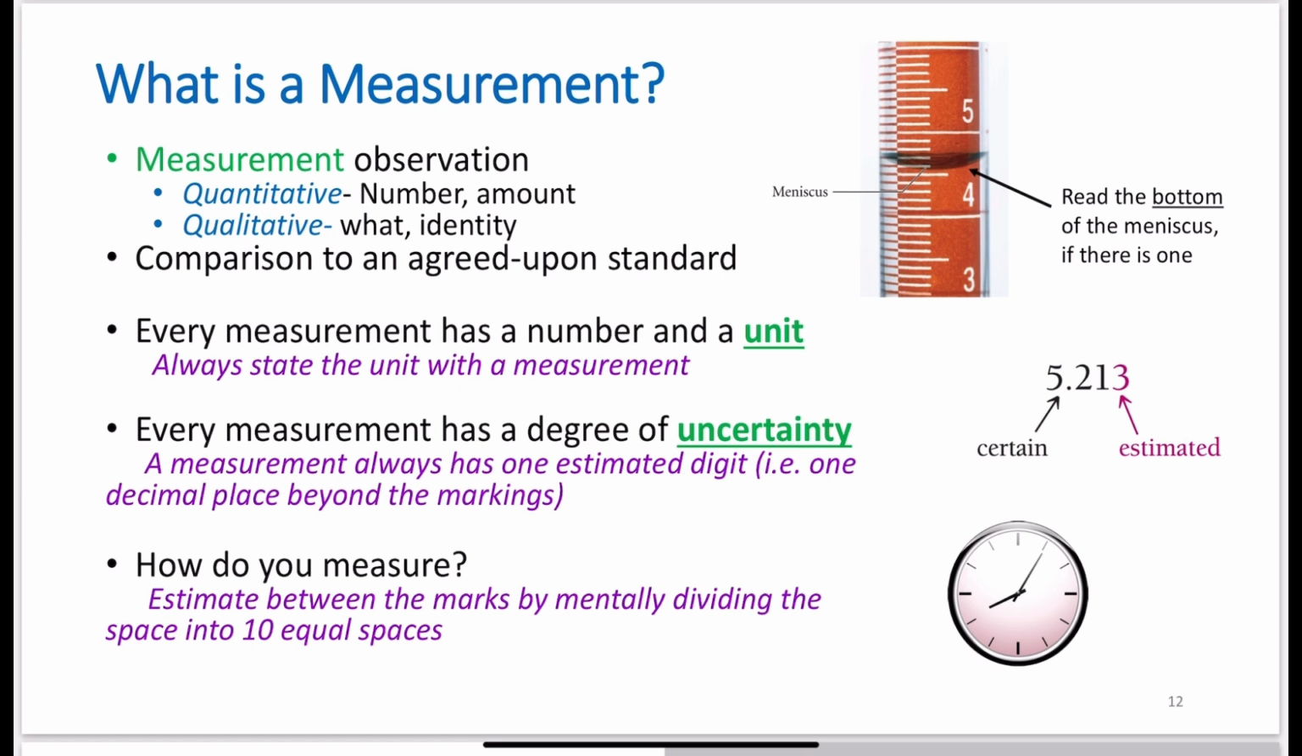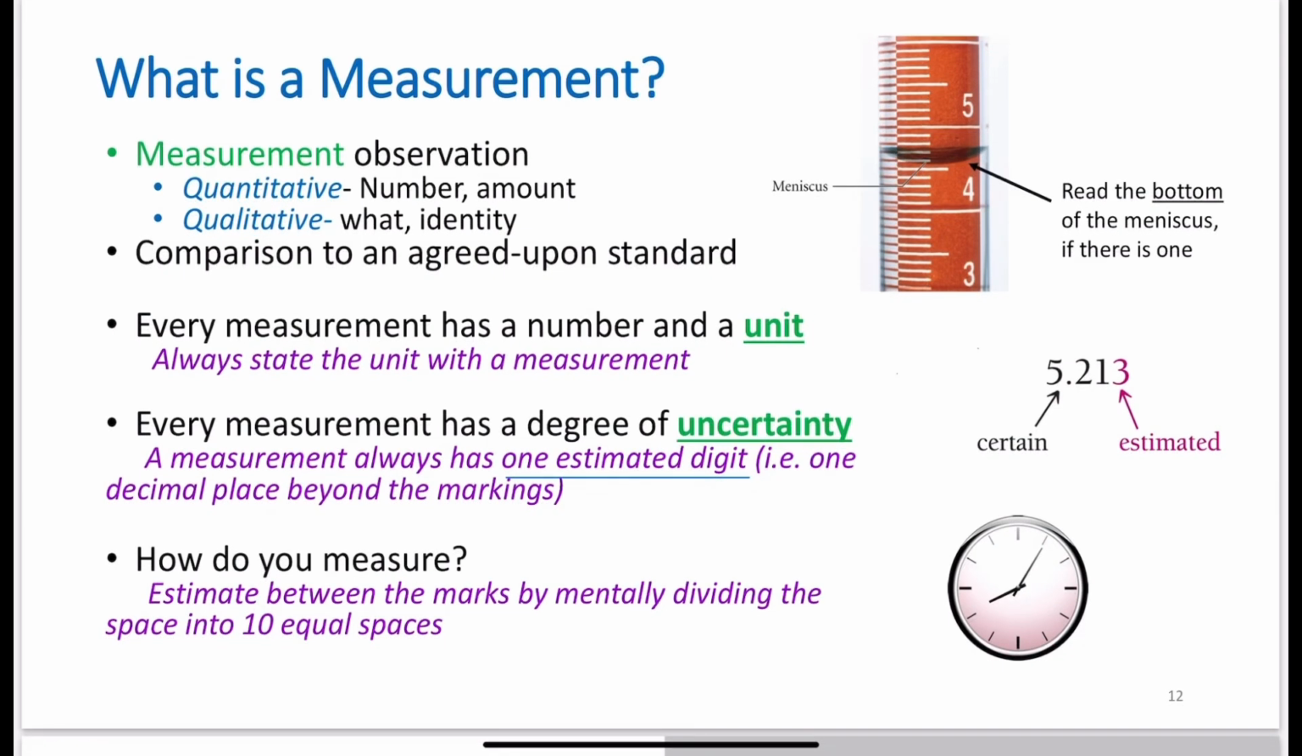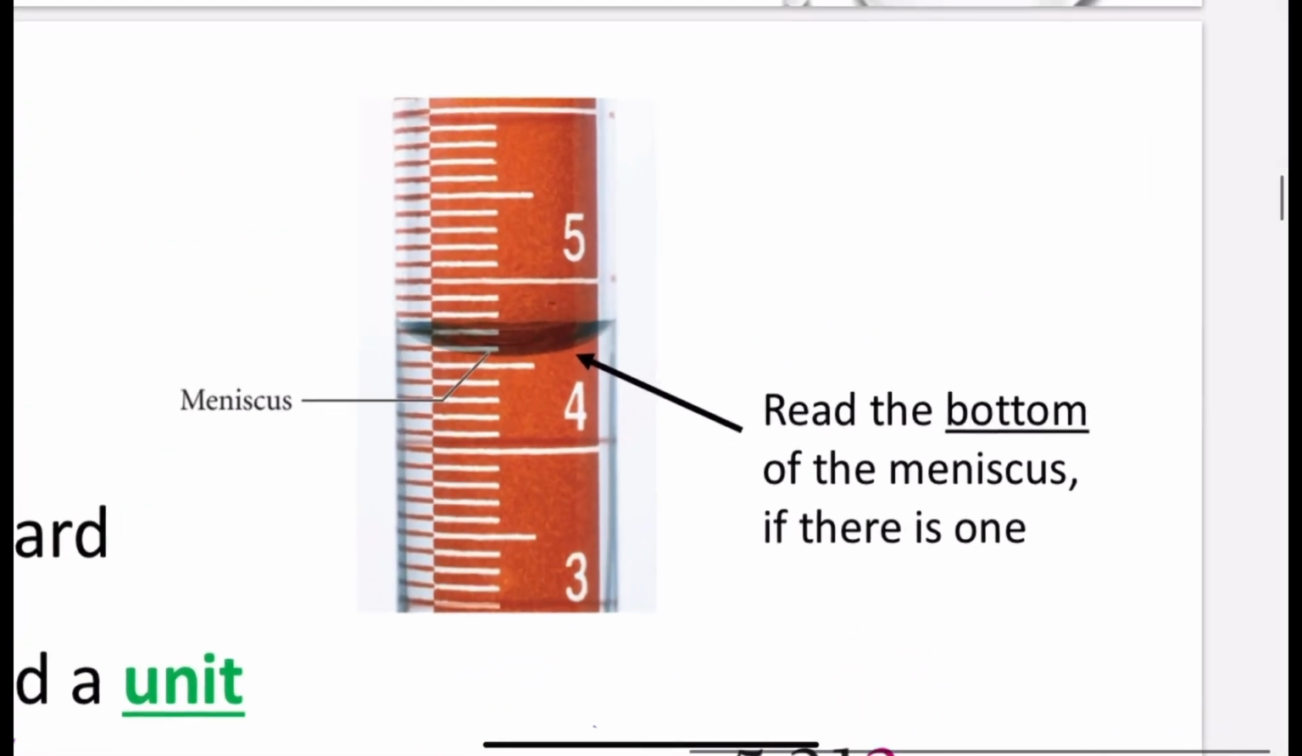Every measurement also has a degree of uncertainty. So a measurement always has one estimated digit, meaning one decimal place beyond the markings. Let's talk about how we do that. How do we measure that? We estimate the marks by mentally dividing the space into 10 equal spaces. So to talk about this, how we measure, let's go ahead and start with the graduated cylinder first.